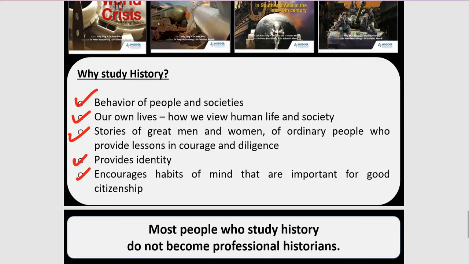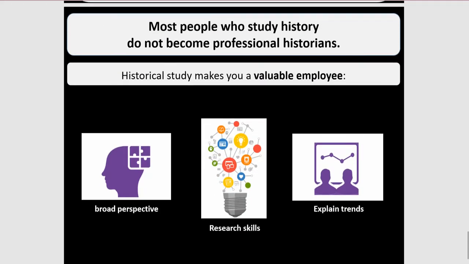And just so all of you know, what can we do by studying history? Most people who study history do not become professional historians. Historical study makes us very valuable as an employee. Why? Just to name three skills that you pick up as a history student. You will try and adopt a very broad perspective on an issue. We don't try to be one-sided. We don't try to be biased, but we look at all points of view before we come to a conclusion. So we are able to get a broad perspective, and it's a practice.